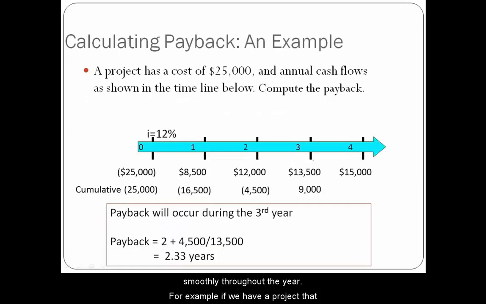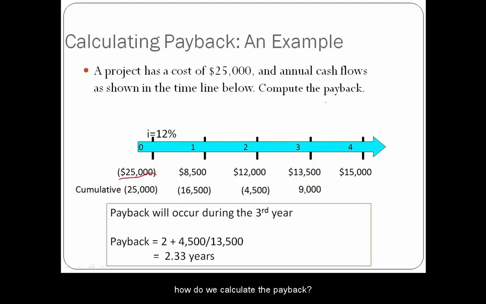For example, if we have a project that has $25,000 initial cost or investment, so that's why you see this in negative number, and annual cash flows later are shown on the timeline below. So first year we have $8,500, second year we have $12,000, third year we have $13,500, and last year we have $15,000, and this is a 4-year project.